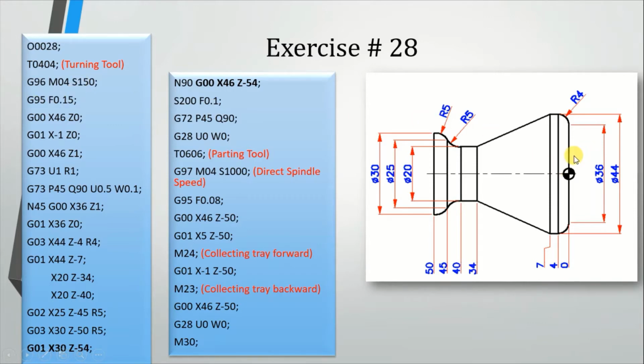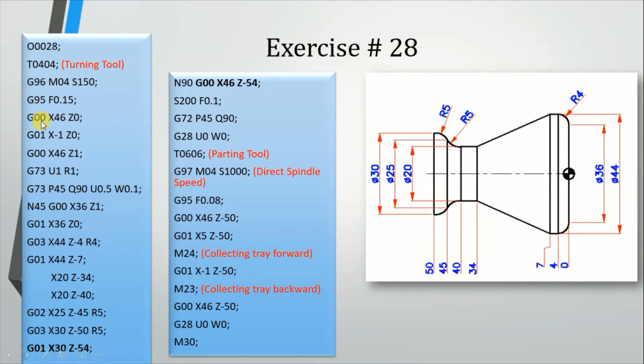As I told you, when the tool goes down, the RPM will be more according to the diameter, and when the tool goes up, RPM will be slower. In the next line, G95 F0.15, this is the feed per revolution. When the workpiece rotates one time, the tool will move forward 0.15.